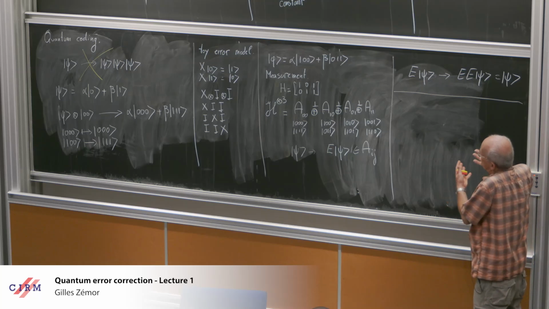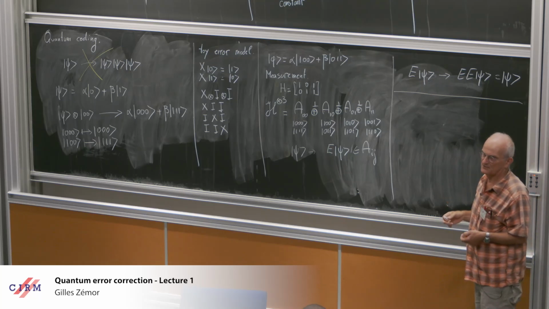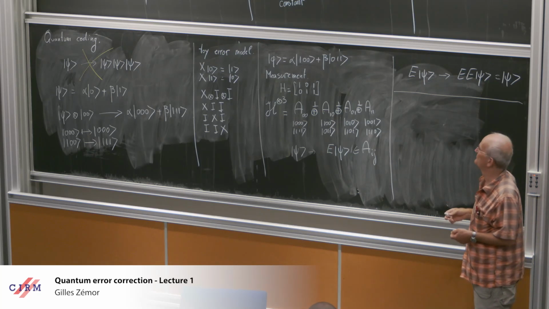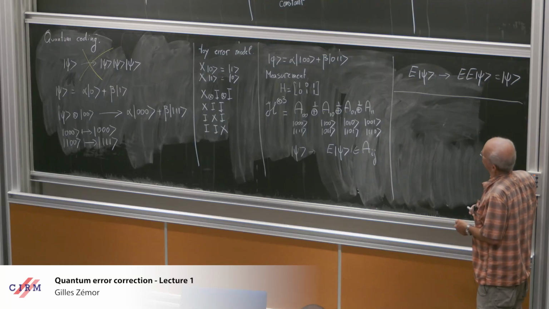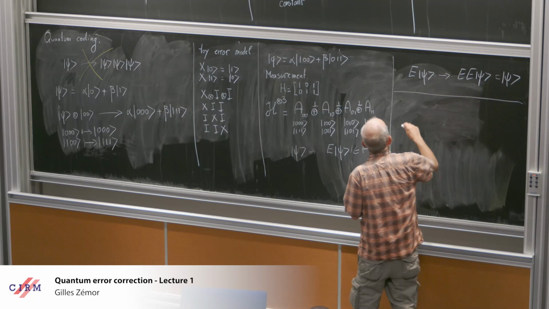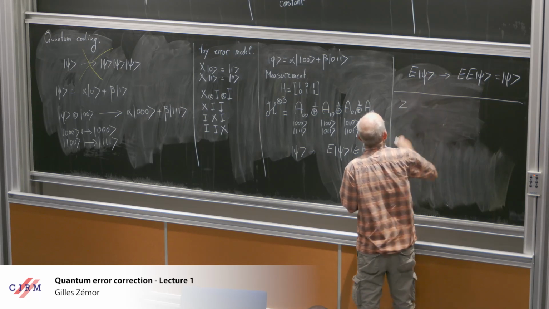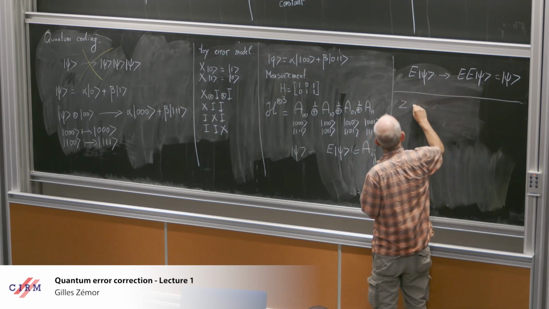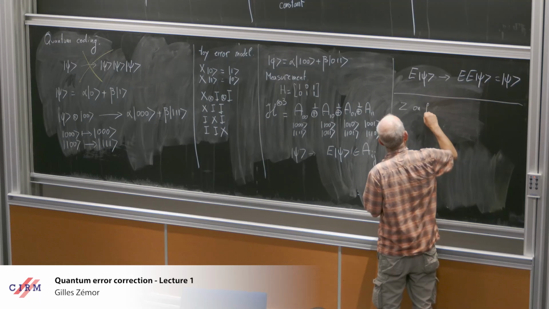What have we done? We've really mimicked classical error correction. But this is not enough in the quantum setting. So suppose there's a Z error on the first qubit.